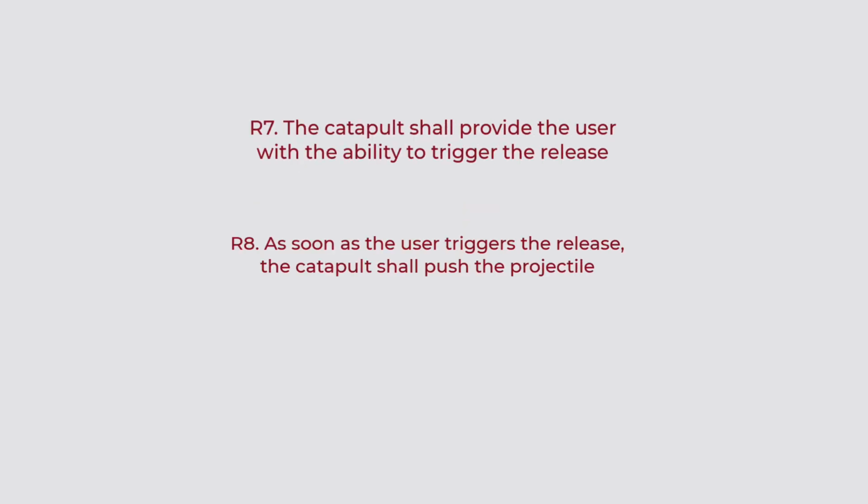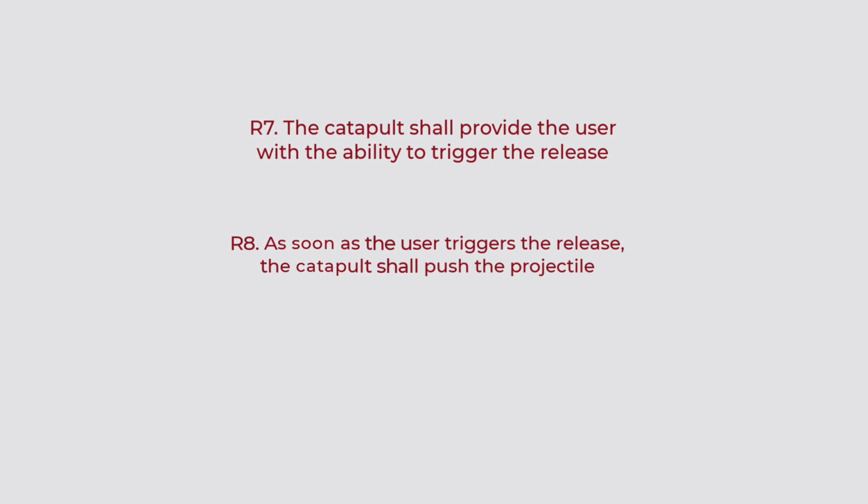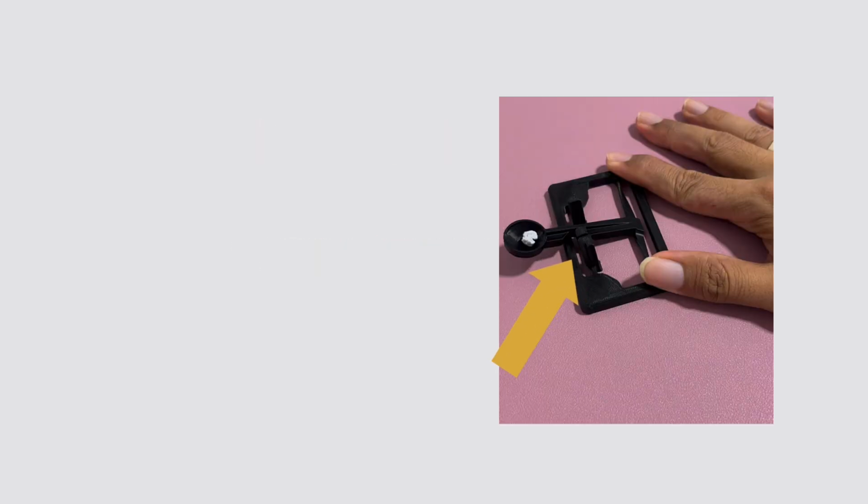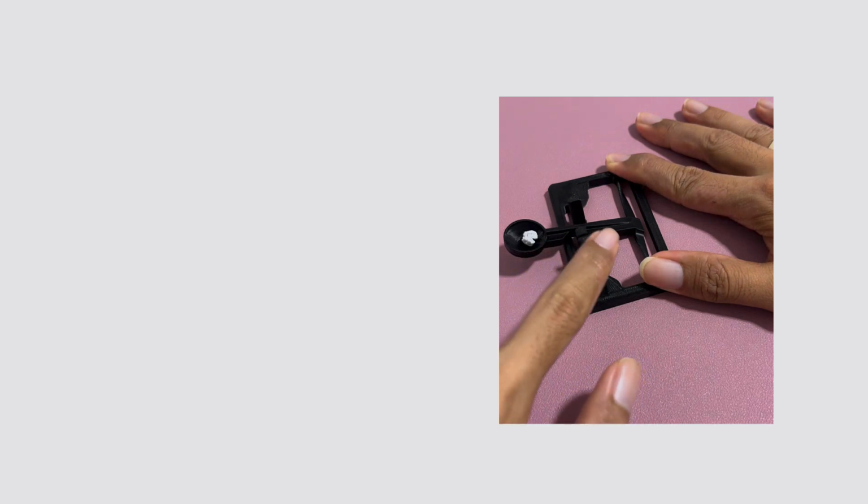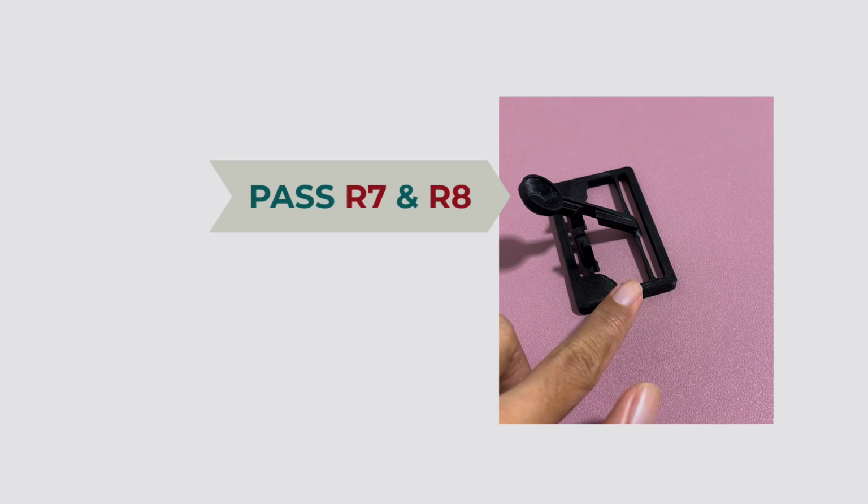Let's continue verifying requirement 7 or R7 and requirement 8 or R8. The requirement 7 says, the catapult shall provide the user with the ability to trigger the release. The requirement 8 says, as soon as the user triggers the release, the catapult shall push the projectile. I realize that there is a small knob here. When I shifted it, the catapult released, launching the crumpled paper ball into the air. So this design satisfies R7 and R8.